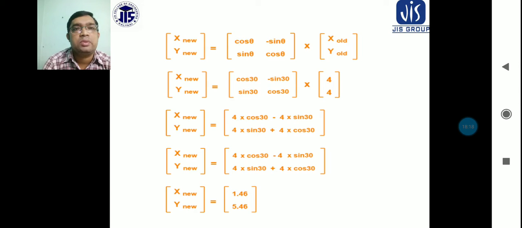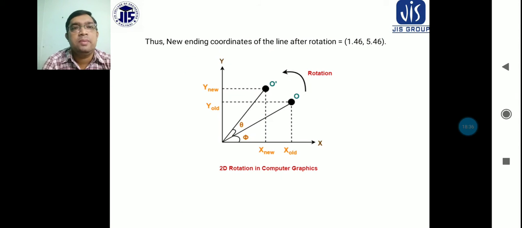Also, this matrix formulation can be used for rotations, just like translations, and the matrix formations for different types of 2D and 3D movements and transformations can be calculated in this alternative way. You can see the new ending coordinates of the line after rotation are 1.46 and 5.46. You can see the 2D rotations in computer graphics.